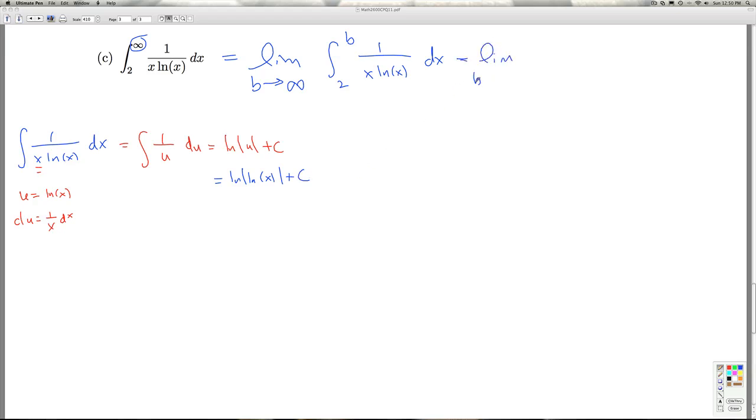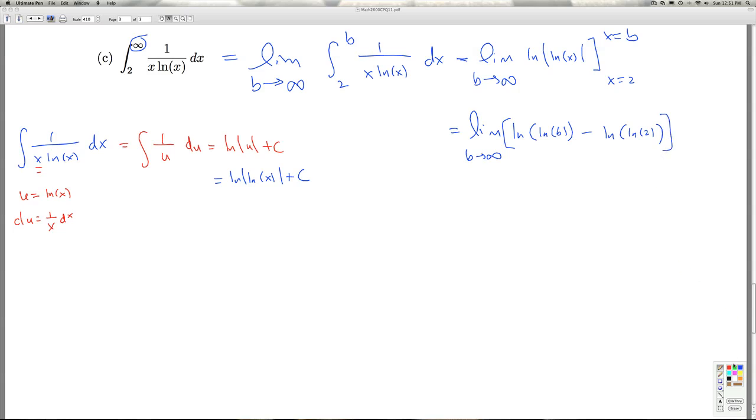So this is the limit as b goes off to infinity of the natural log of the absolute value of the natural log of x, evaluated from x equals 2 to x equals b. So this is the limit as b goes off to infinity of the natural log. Since b is going to infinity, it's going to be bigger than 1, so its natural log is going to be bigger than 0. So I don't need the absolute values there. So it's the natural log of the natural log of b minus the natural log of the natural log of 2.